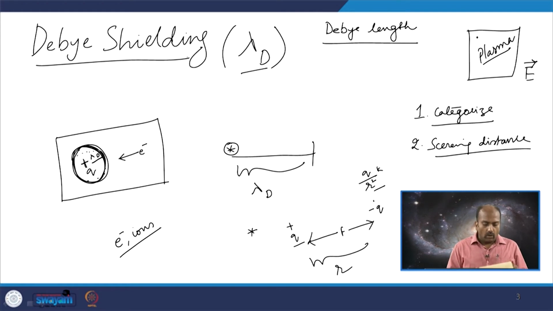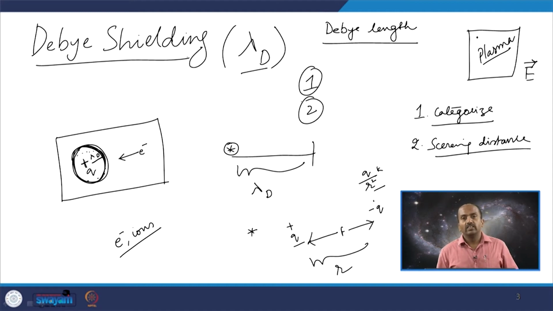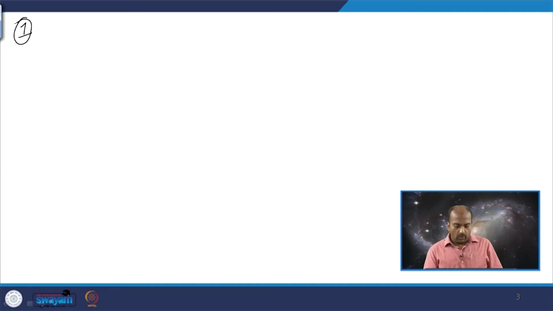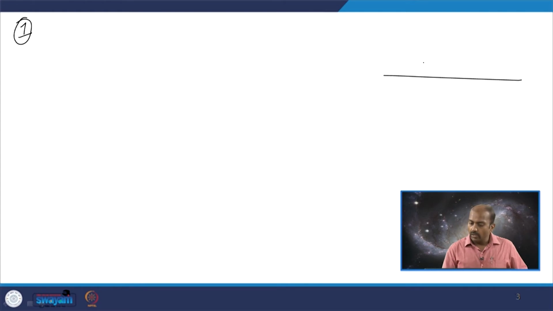Now, we will take up two examples, example number 1 and example number 2, to illustrate the importance of Debye shielding. These examples will lead us to the understanding of the mathematics behind the Debye shielding. Let us consider example number 1. Let us say we try to put up an electric field inside a plasma. We have a plasma, we suspend two electrodes like this, and we apply a moderately high potential between these two electrodes.